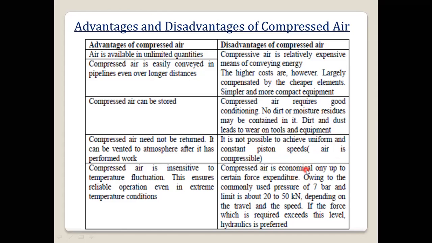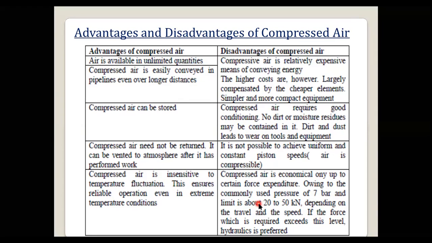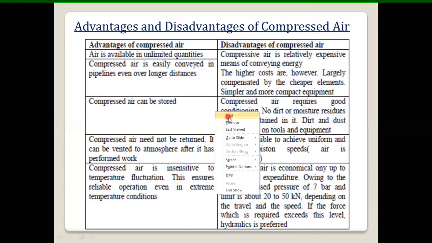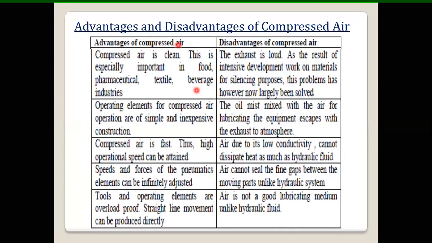Again, compressed air is only economical up to a certain force expenditure. We have the restriction that compressed air will be used up to 7 bar, and the force limitation is up to 20 to 50 kilonewton, depending upon the travel and the speed. If the force exceeds about 50 kilonewton, then we have to go for the hydraulic system. In this way, we can see the different advantages and disadvantages. We can go through this slide later on, as there are more advantages and disadvantages.